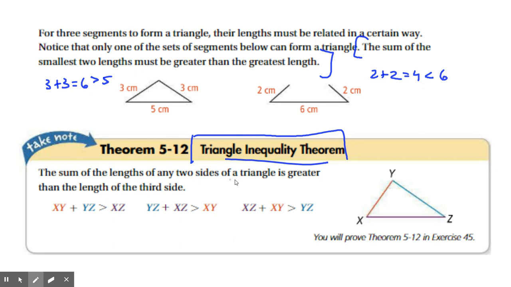But why try all three? If you use the longest side, xz, of course, when you add xz to any other side, it's going to be longer than that third smaller side. So the only one you have to really use is when the two smaller sides, xy and yz, added together must be bigger than the longest side, xz. Okay. Now I'm going to try to demonstrate this quickly in Desmos geometry.